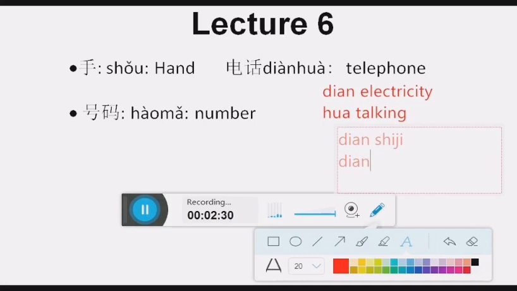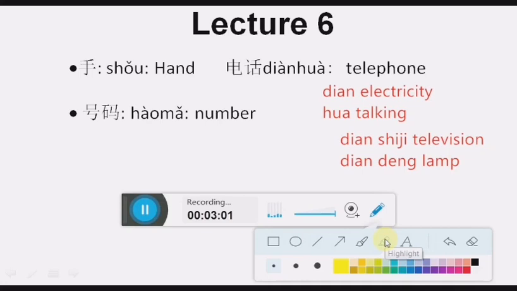Dian shi qi is television. Dian deng means light, lamp. Always fourth tone. Dian shi qi. Dian deng, falling tone. Dian deng.